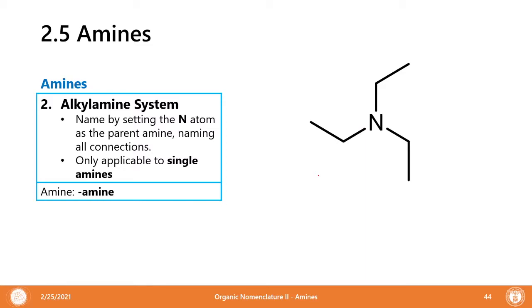The other method to naming amines is the alkyl-amine system. This is only applicable to simple monoamines because in this system, the nitrogen atom becomes part of the parent chain. To illustrate, the parent is the nitrogen atom in this case, designated as amine. Then we determine the alkyl groups connected to it. We have 3 ethyl groups. Then we assemble the name. So we just compound them together to get triethylamine.